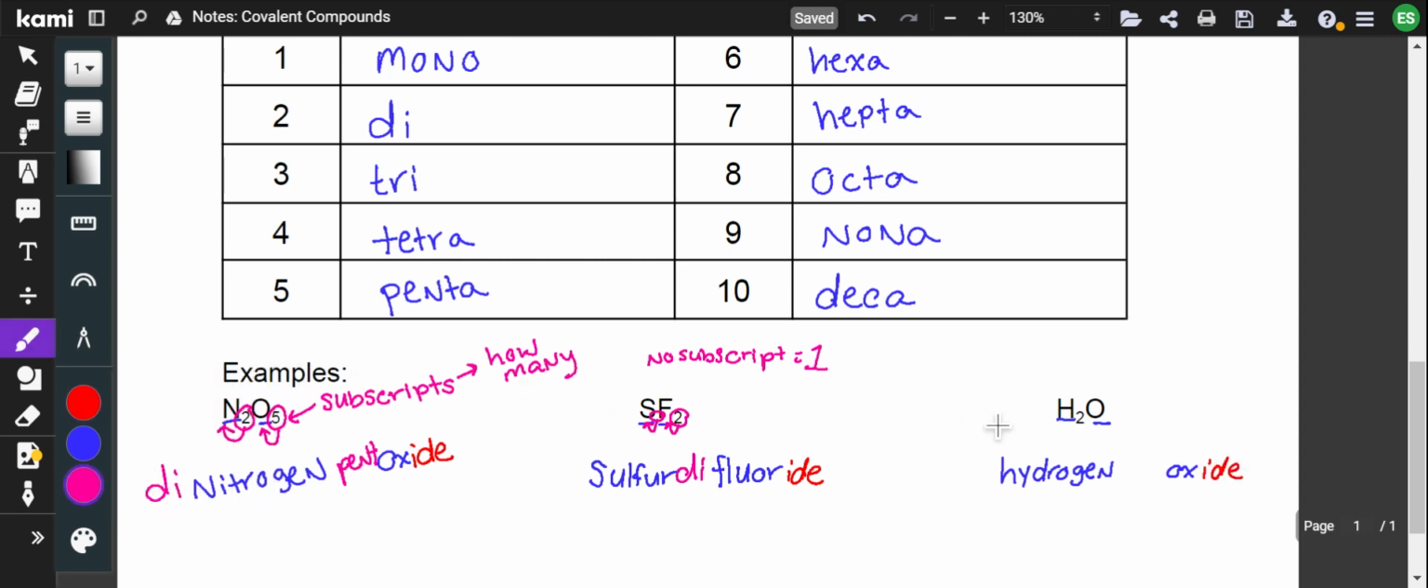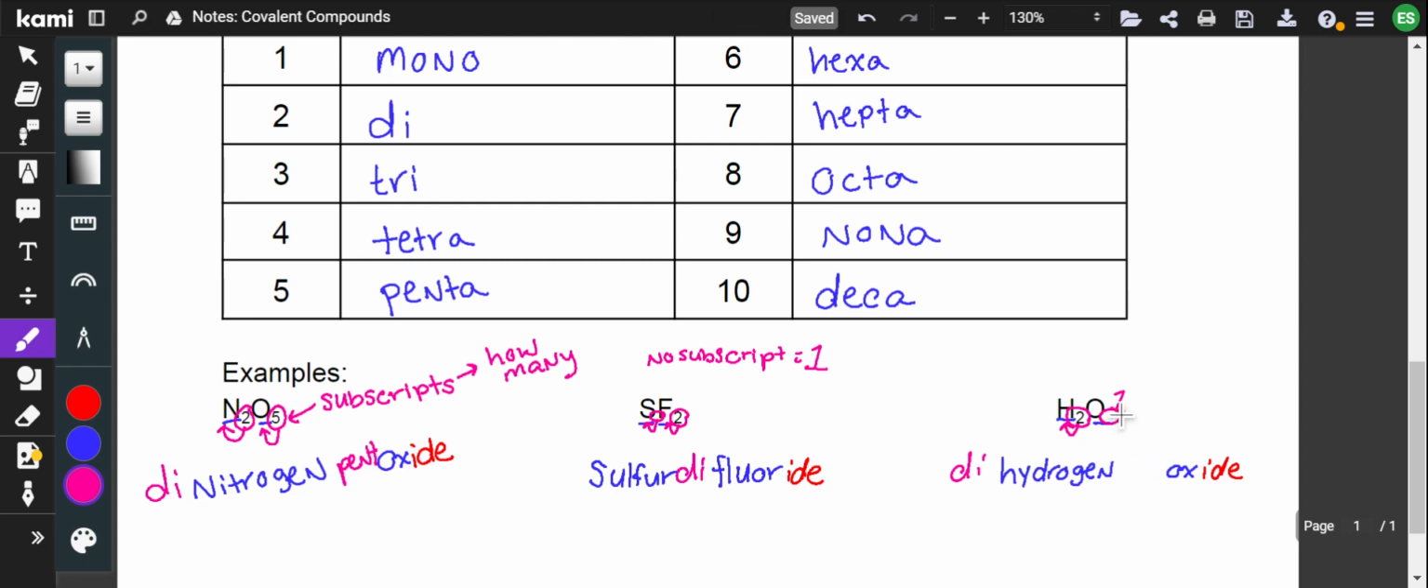Now we can look at our subscripts. We have a subscript on the H for a 2, but nothing on the O. No subscript there, which means that there's only 1. So we'll focus on the hydrogen first. There's a 2. Again, that prefix is di. We're going to see that prefix a lot. So this is going to be dihydrogen.